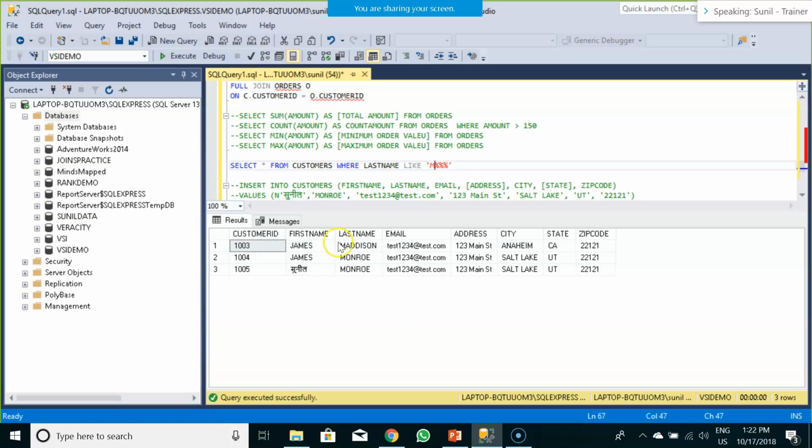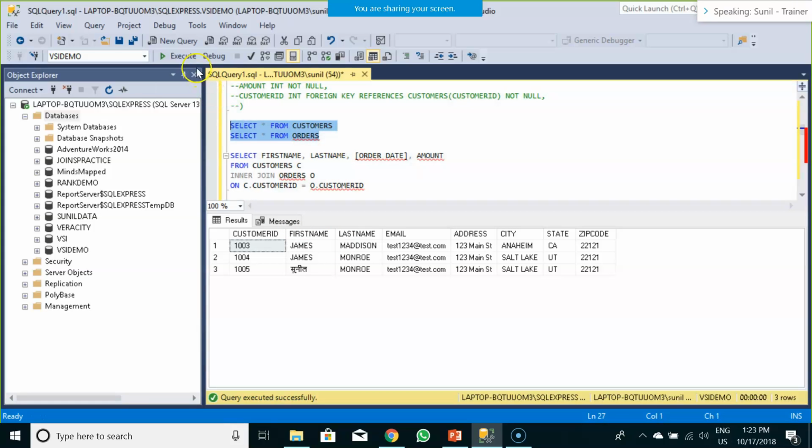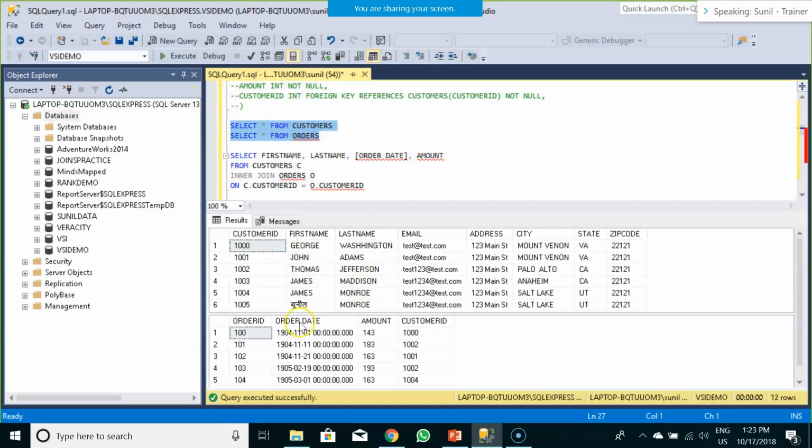So if you see in our particular database that I have created over here, I have created two tables, the customer table and the order table. In the customer table, I have created a primary key customer ID, and I have a first name column, last name column, email column, address column, city column, state, and zip code column.